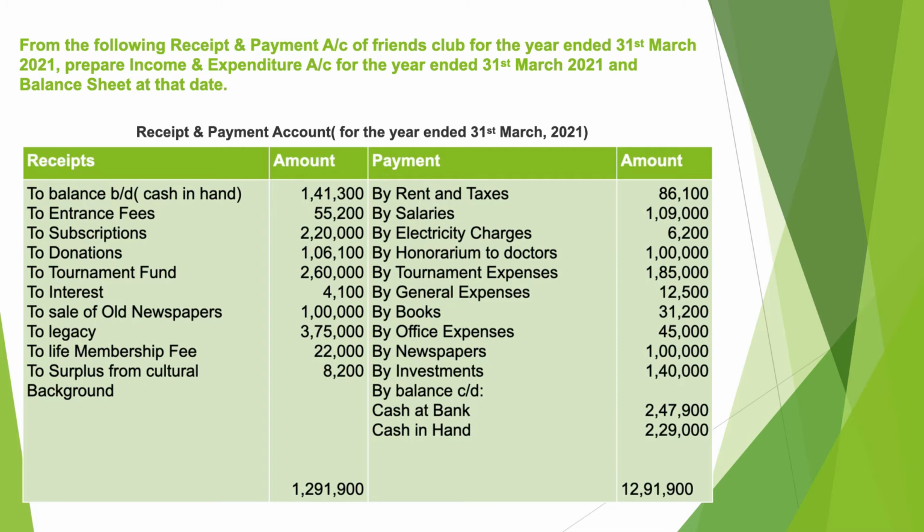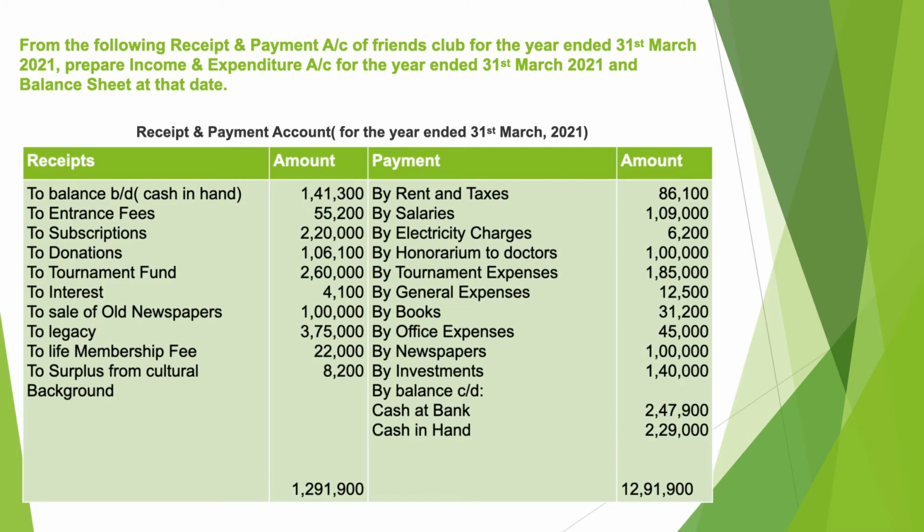So we will be dealing with that additional information as well as the receipt and payment account. Talking about the first item, that is opening cash in hand. Where will we record this? We will be recording it in the opening balance sheet, which will be the balance sheet as at 31st March 2020. So in the opening balance sheet, on the asset side, you are going to record this cash in hand.